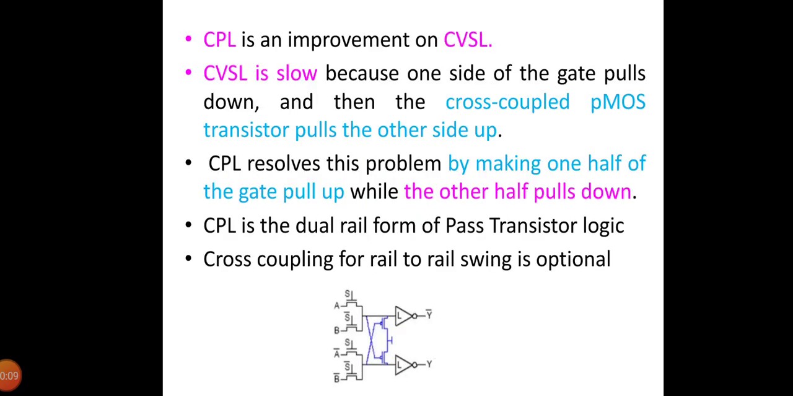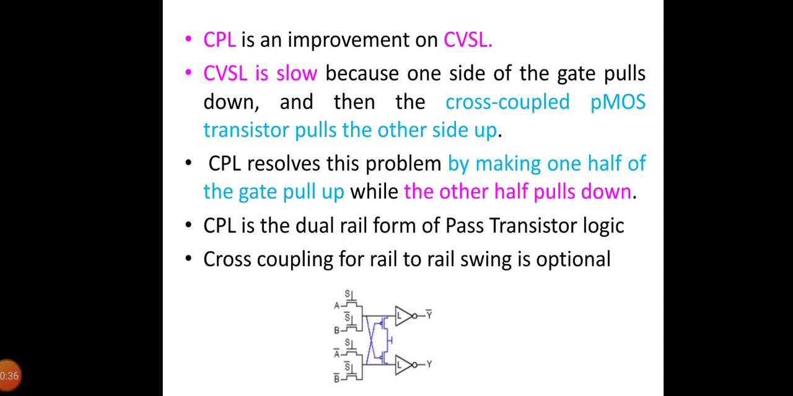And today we are going to speak about complementary pass transistor logic, or simply CPL. CPL is an improvement on CVSL. CVSL is slow because one side of the gate pulls down and the cross-coupled PMOS transistor pulls the other side up. CPL resolves this problem by making one half of the gate pull up while the other half pulls down. CPL is a dual rail form of pass transistor logic. Cross coupling for rail to rail swing is optional.